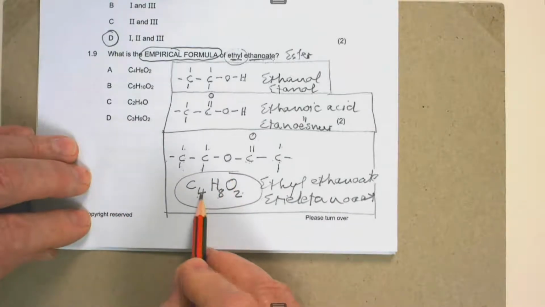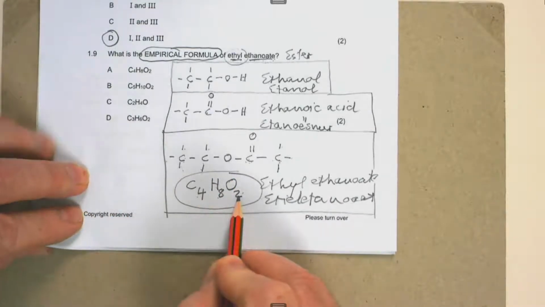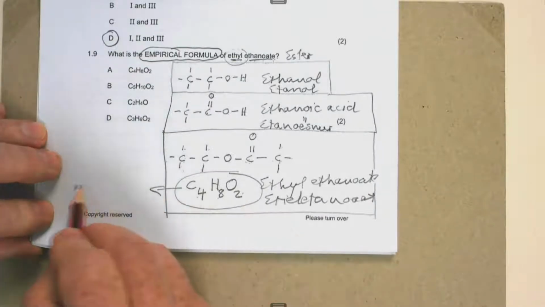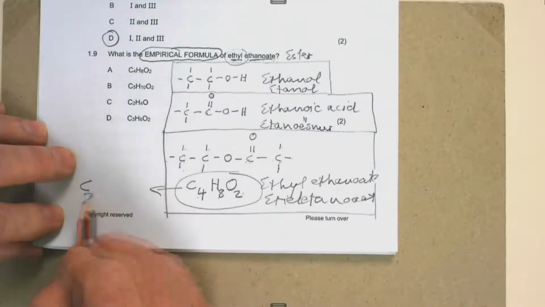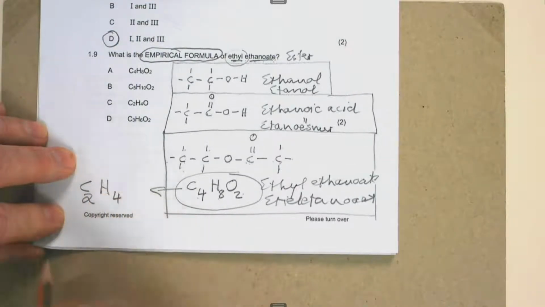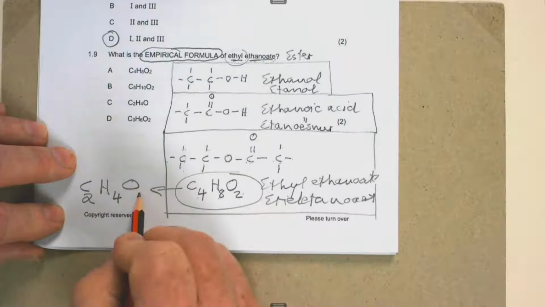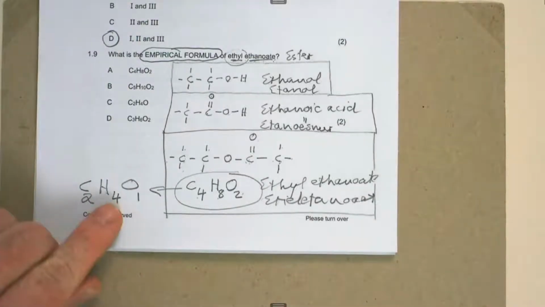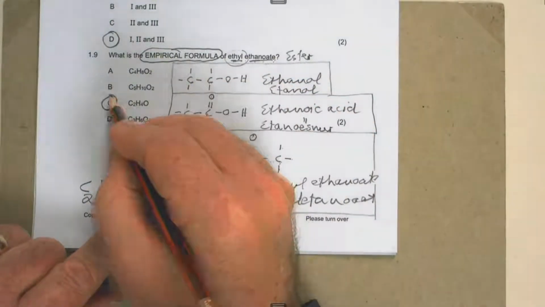But you can see the ratio is 4 to 8 to 2. So one can make that smaller by dividing by 2 right through. So 4 divided by 2 gives you 2. 8 divided by 2 gives you 4. And 2 divided by 2 gives you 1. So the empirical formula is C2H4O, so that must be your answer.